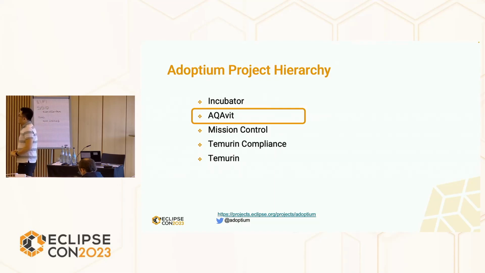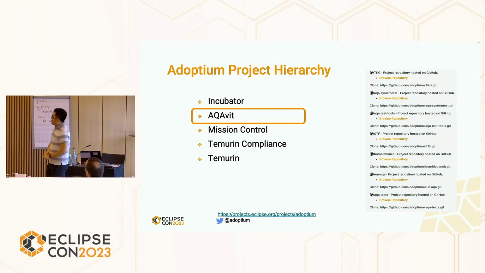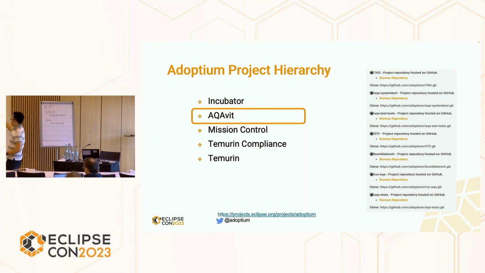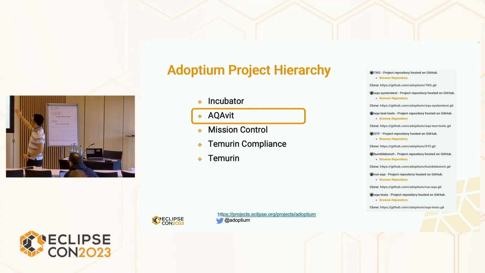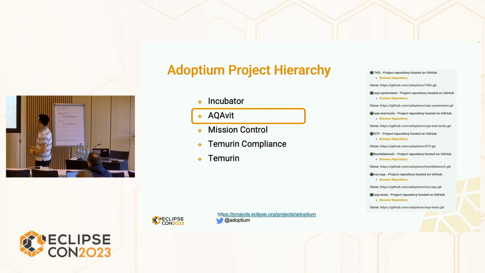This is the hierarchy of the Adoptium project. You can see that we have incubator and AQAvit. I will talk more about AQAvit, mission control, temurin compliance, and also temurin. For AQAvit, we have a lot of open source GitHub repos. We have TKG, AQAtests, Run Aqua, and Aqua test tools. I will introduce more about those Git repos.